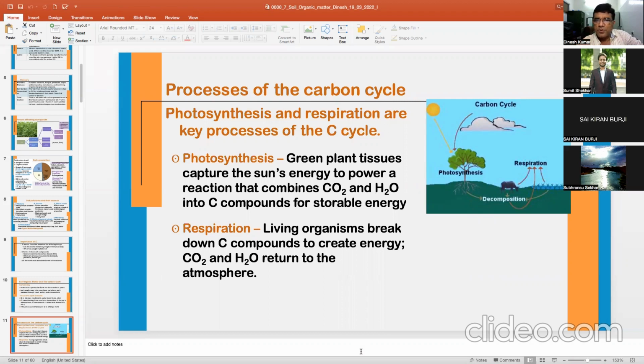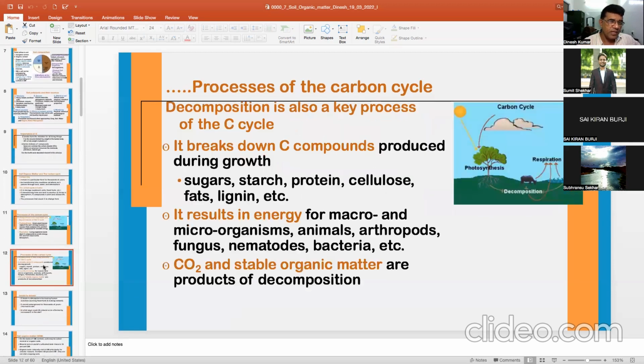So photosynthesis, you know, green plant tissues capture the sun's energy to power a reaction combining carbon dioxide and water and produce glucose and other carbon compounds. And in respiration, this glucose or organic material is consumed and energy is received. And then certain decomposing compounds are made, and then organic matter is decomposed. So in respiration also, actually, you are decomposing organic matter, but it is in the living system. Outside the living system, you have decomposition. So decomposition is also a key process.